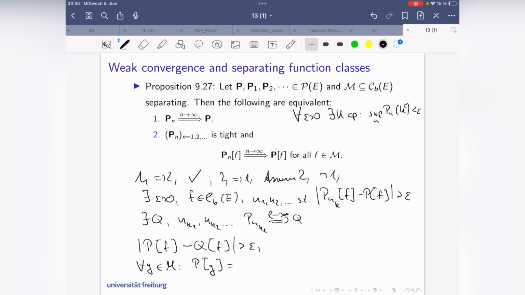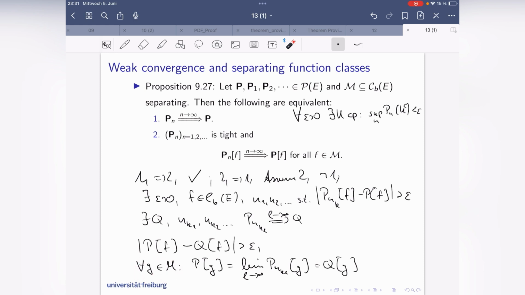Yeah, we have that 2 holds, which means that this here holds, which means P integrated with respect to g is the limit of P_n_k integrated with respect to g. This here must also be Q integrated with respect to g, because the P_n_k converges to Q. That means P and Q agree on all g in M.